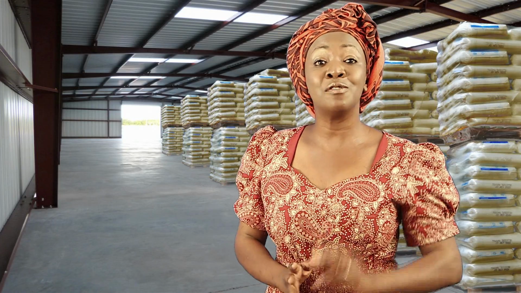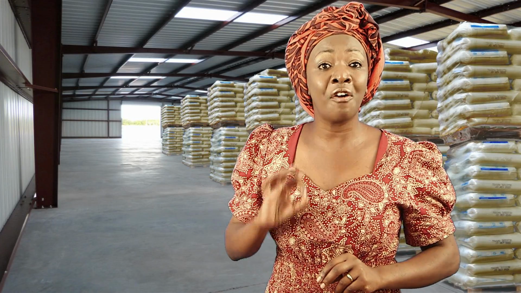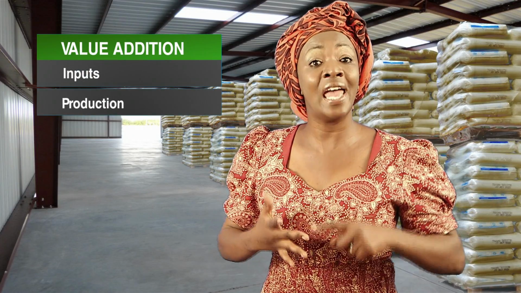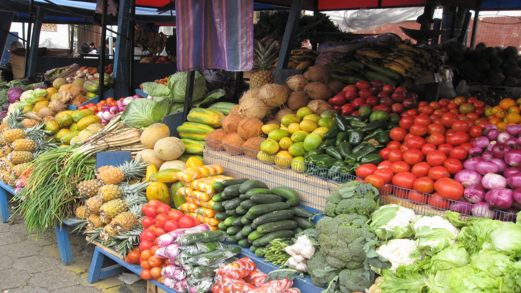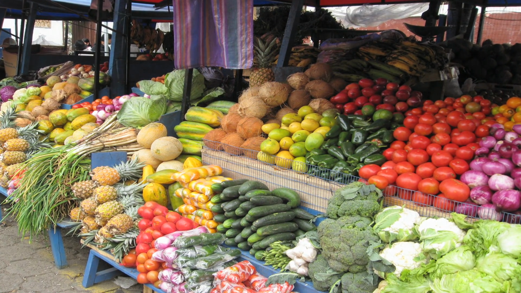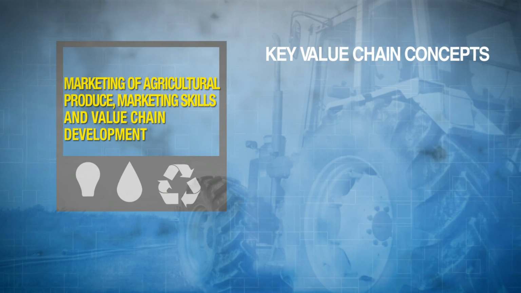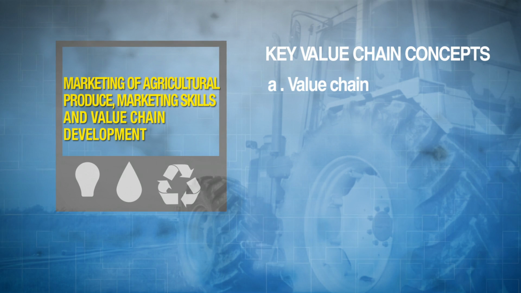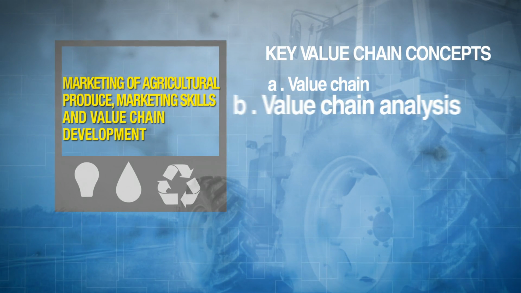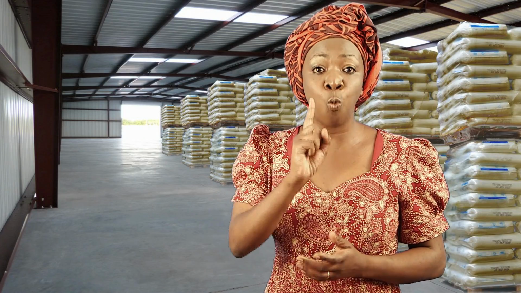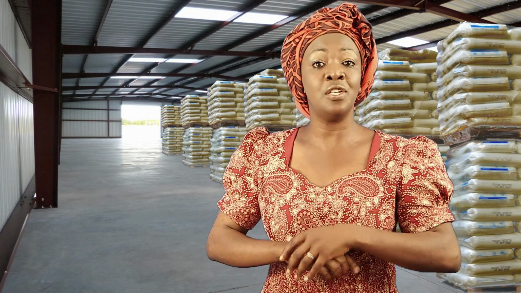The chain comprises 3 major segments which describe each link of the production. That is inputs, production, and delivery. The beginning of the value chain consists of identifying needs and the consumer's desires with an end to produce the best agricultural produce. The key value chain concepts are A. Value chain and B. Value chain analysis. We will explain each of these concepts one by one so that you can put them into practice.